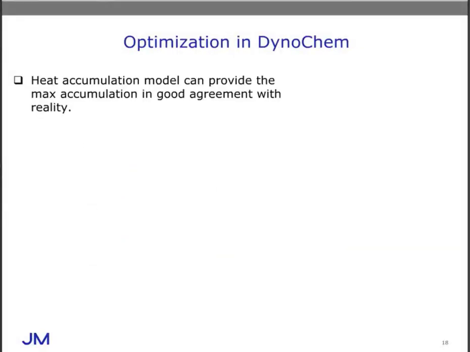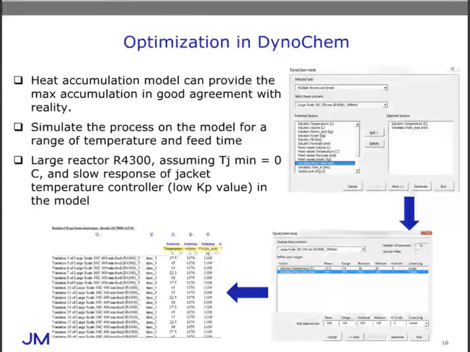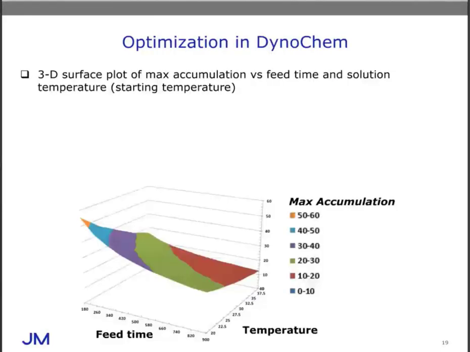By taking this to our larger reactor at the manufacturing site, we can simulate the process based on the range of feed temperature and feed time that they would like to perform, and therefore calculate the maximum level of accumulation. In this case, we assume the reactor has a TJ minimum of 0 degrees and a slow response of the jacket temperature controller to be conservative. As I said earlier, with the model we chose, we can build a 3D surface diagram based on the feed time and solution temperature, which is shown here.